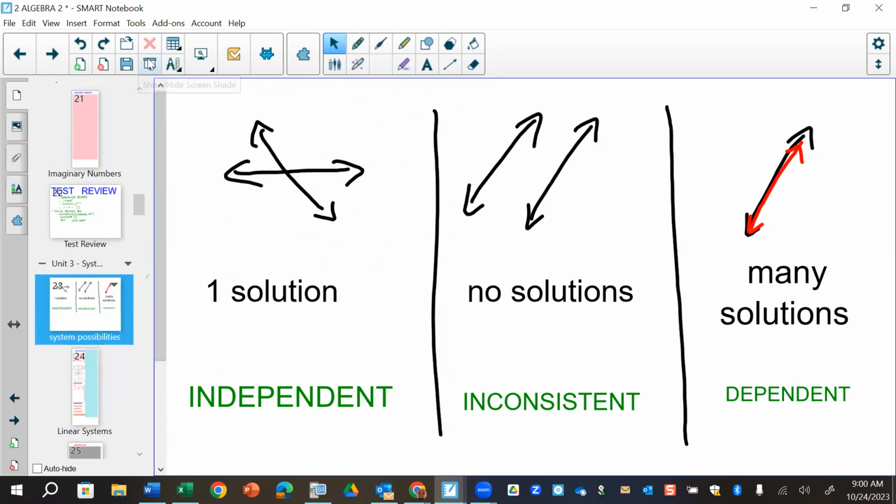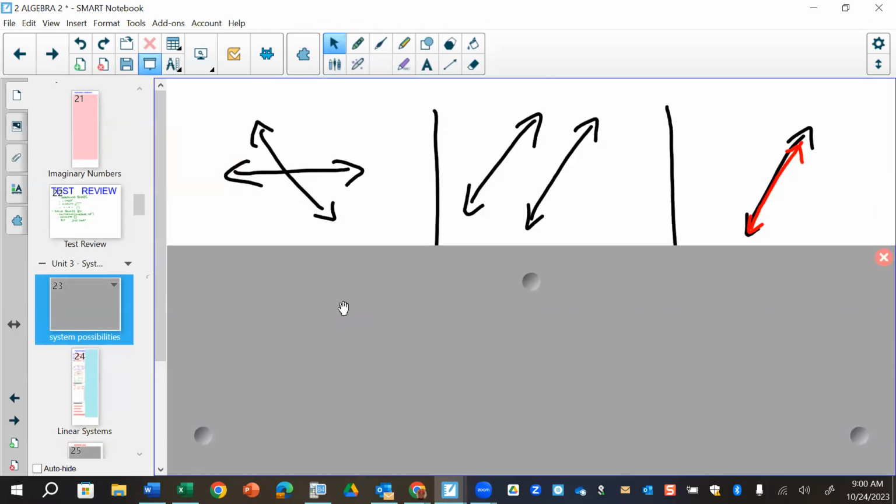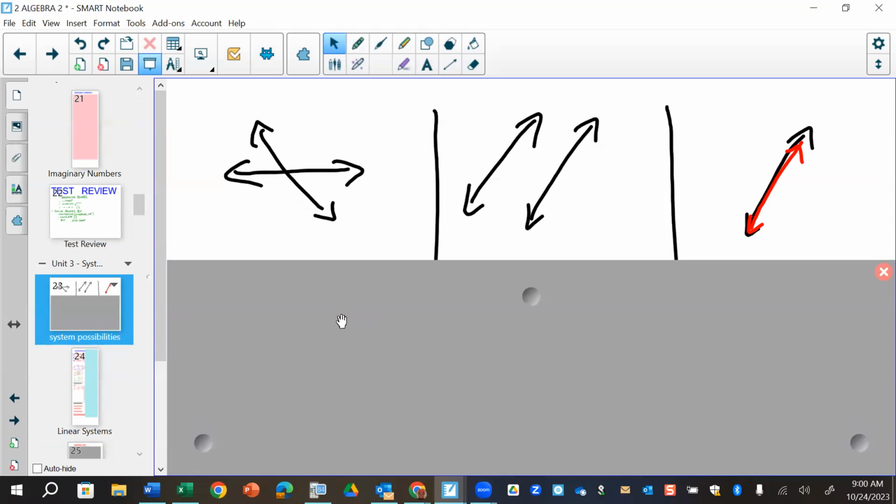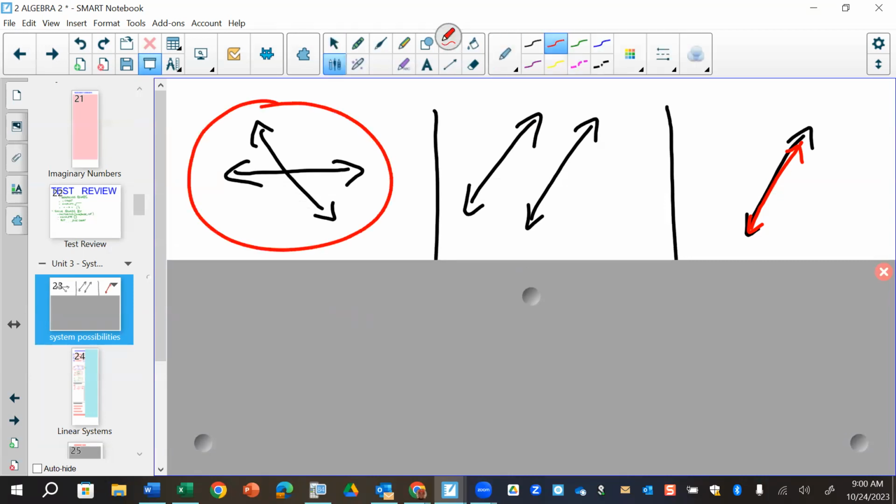All right. Here's the three possibilities, and 99% of the time you're going to get this. How many times did they intersect? Once. That's going to be 99% of the time. But what about parallel? How many times did parallels intersect? None. They're parallel. They're supposed to go on forever without touching.